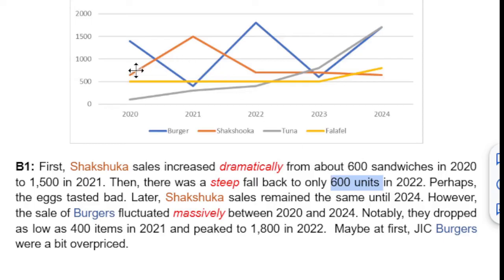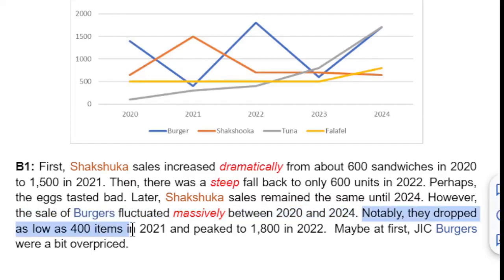Now to burgers. Here are the burger sales. It's the opposite. However, the sale of burgers fluctuated massively between 2020 and 2024. Down, up, down, up. We call this a fluctuation.